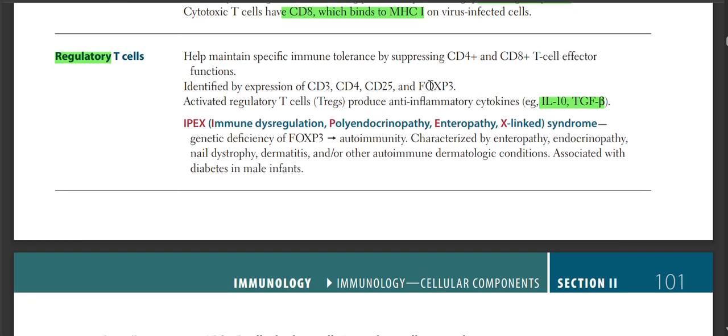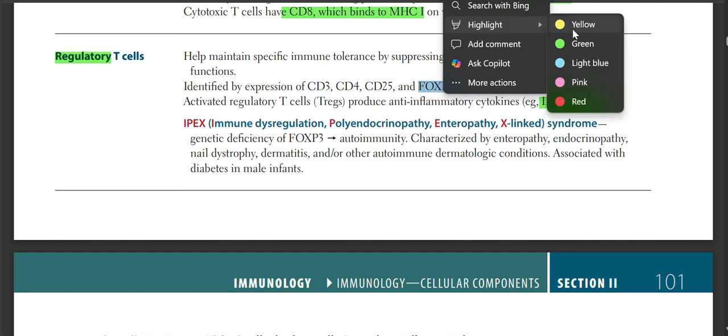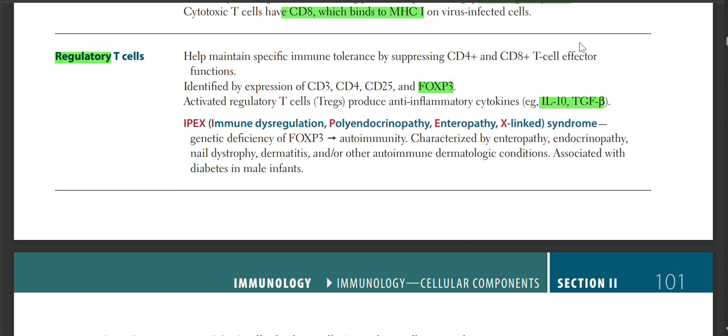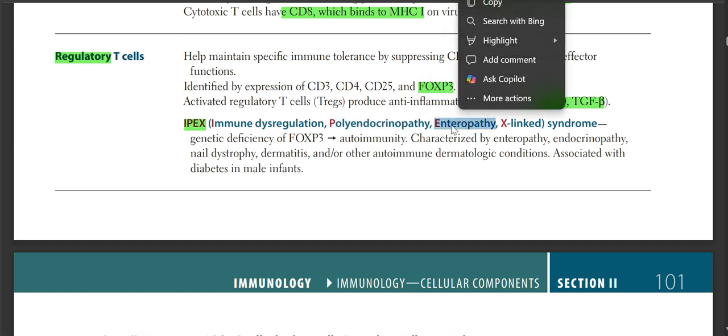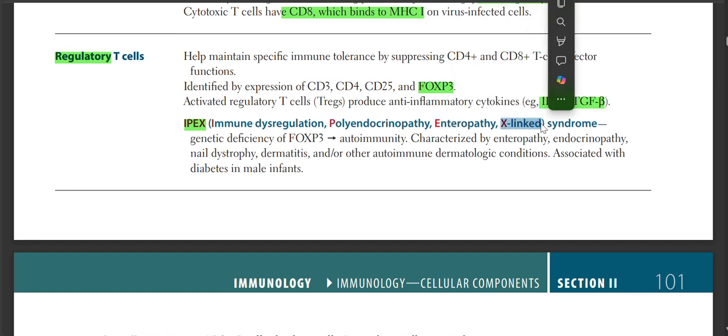Additionally, just remember that FOXP3 is involved in a condition called IPEX. IPEX basically means immune dysregulation. That means you have some kind of autoimmune problem. You also have polyendocrinopathy. That means multiple different endocrine organs are being affected. It's also affecting the GI system. That's why it says enteropathy. And then it is X linked.